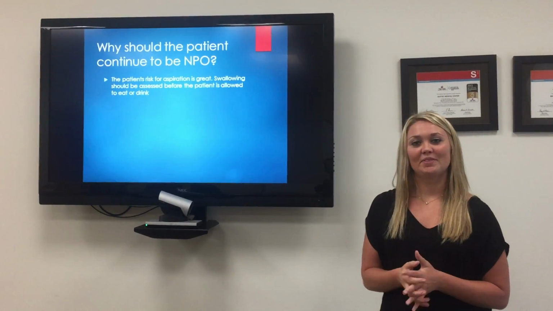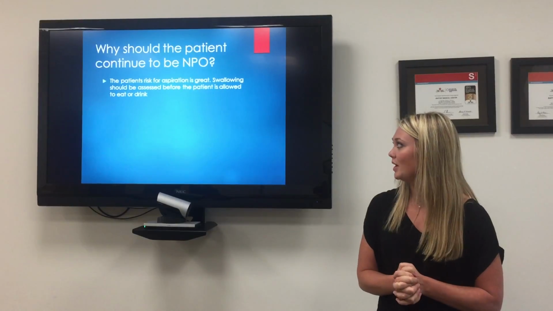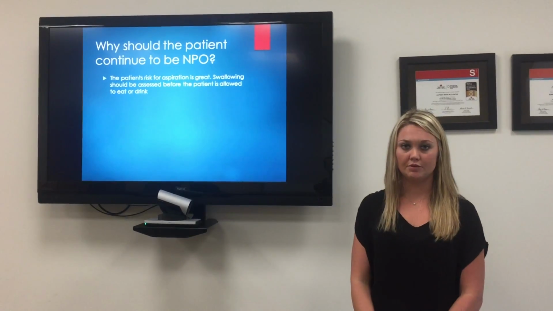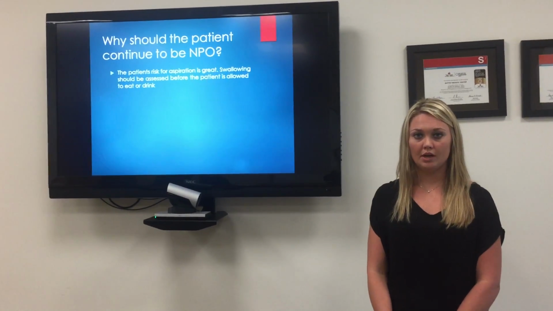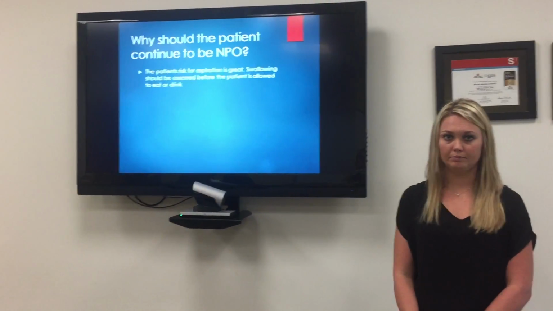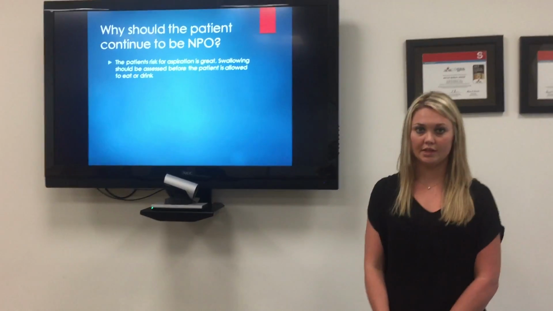Next, the patient should continue to be NPO because the patient is at severe risk of aspiration, and the swallowing should be assessed by speech therapy before he's allowed to eat or drink anything.